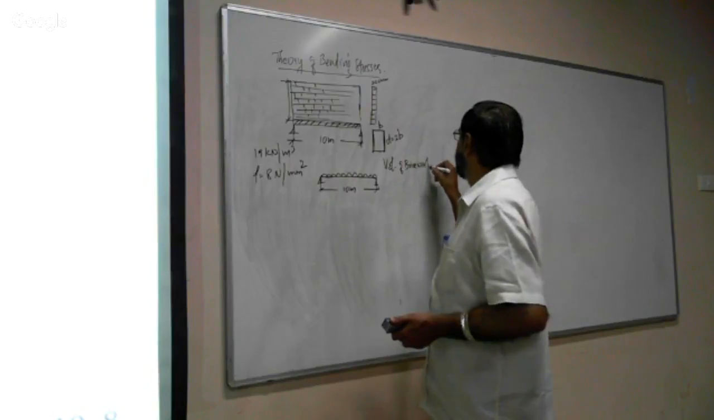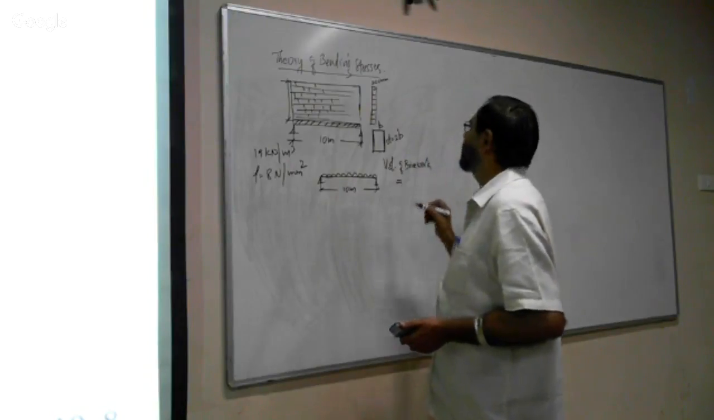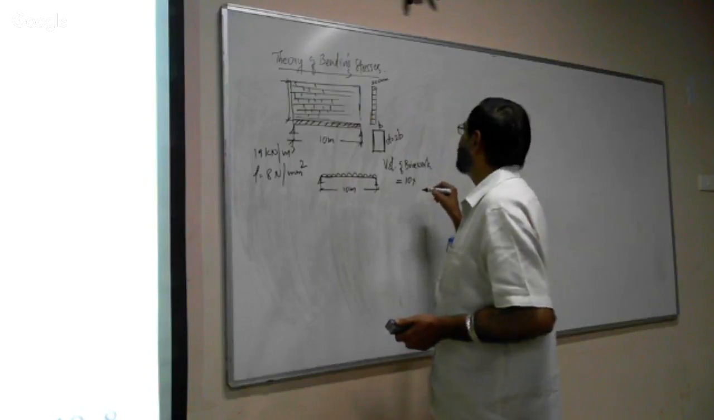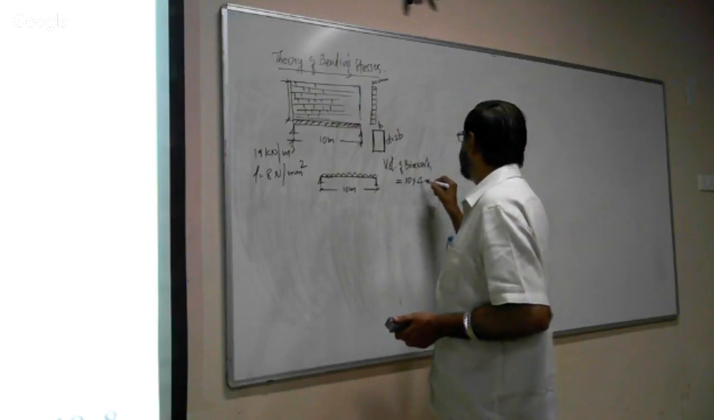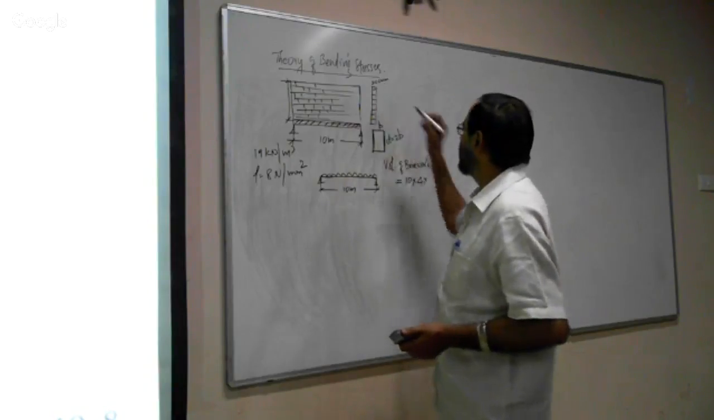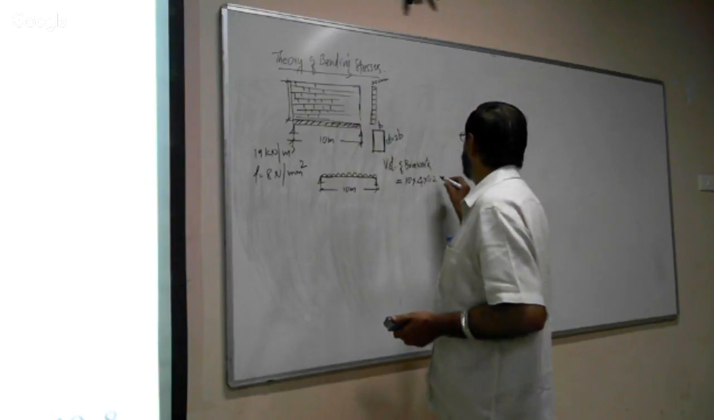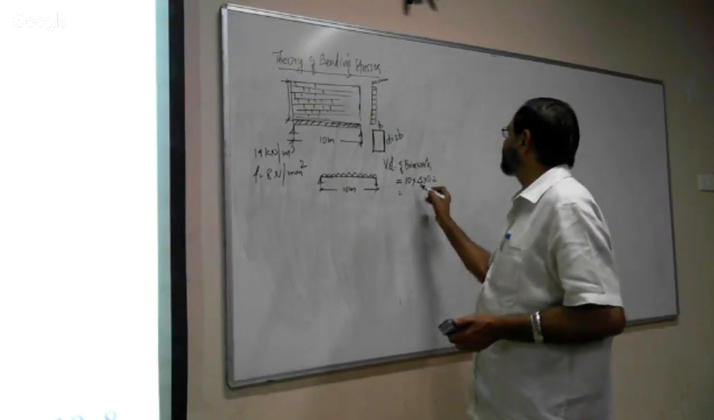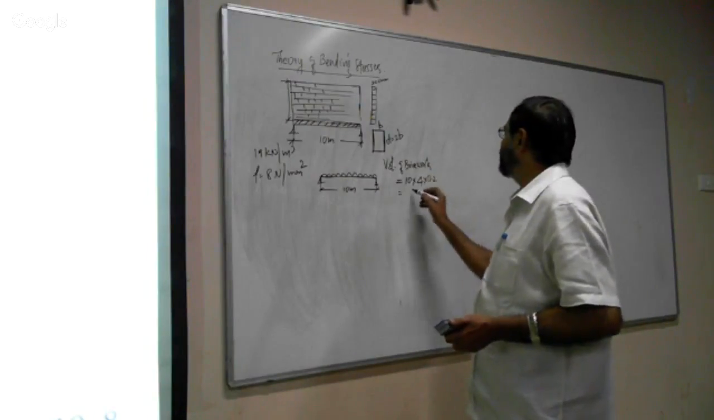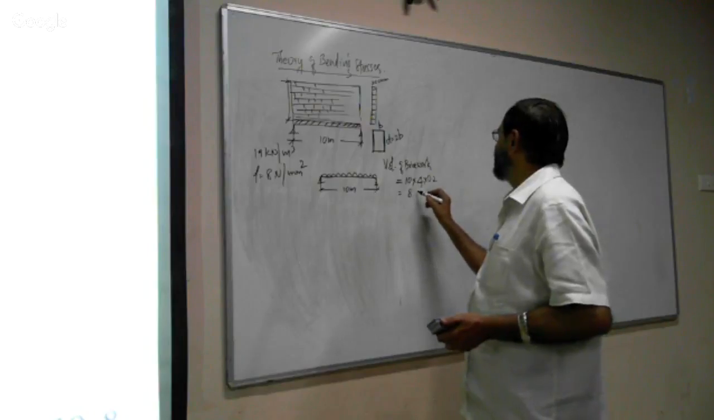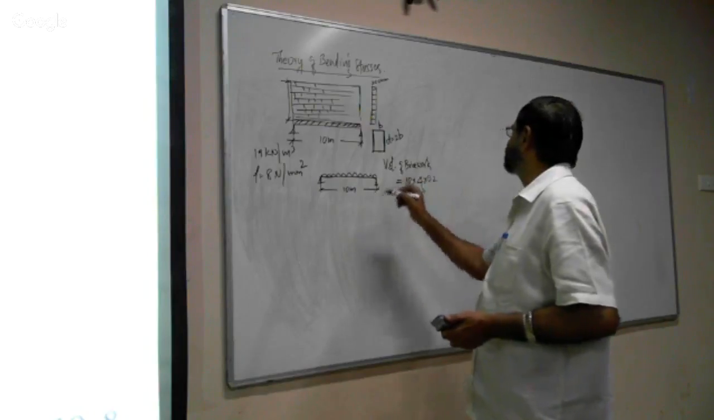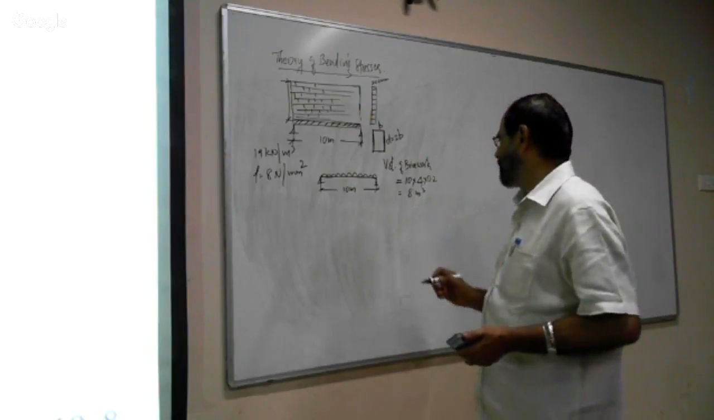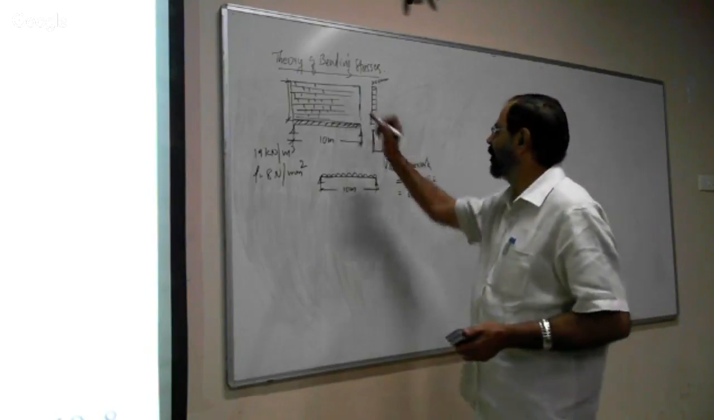Volume of brickwork is equal to 10 meter multiplied by 4 meter height multiplied by thickness 0.2 meter. Therefore, it comes to 40 into 0.2, which is 8 cubic meter. It gives rise to 8 cubic meter of brickwork.